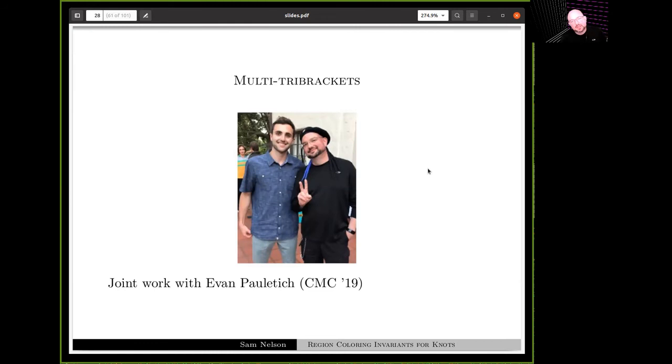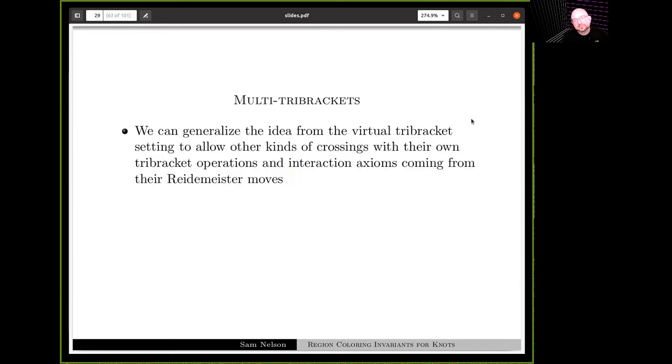Okay, moving on. I had senior thesis student Evan Paltish at CMC in 2019. And so we decided to look at this idea that we called multi-tribrackets. So this is a generalization of the virtual tribracket idea, where in a virtual tribracket, you have classical crossings, and then you have virtual crossings. And what we can do is, for multi-tribrackets, we can expand the number of different crossing types. And so you have some sort of set of crossing types. And for each crossing type, it gets its own tribracket operation.